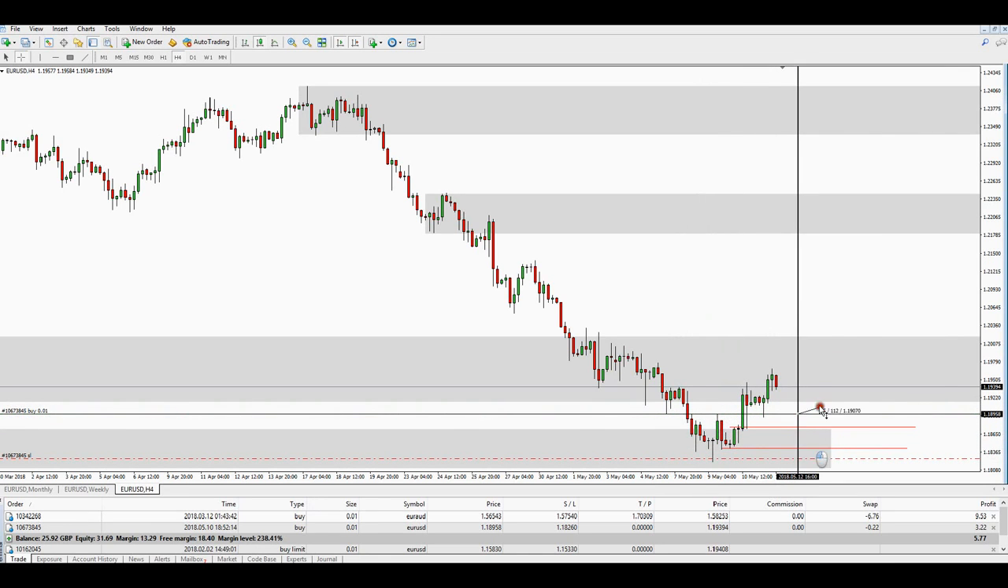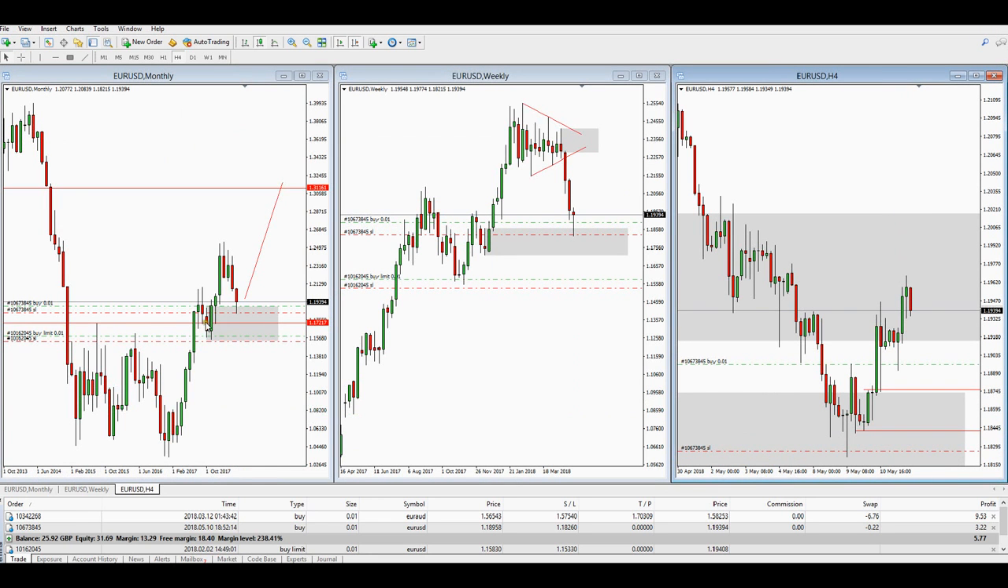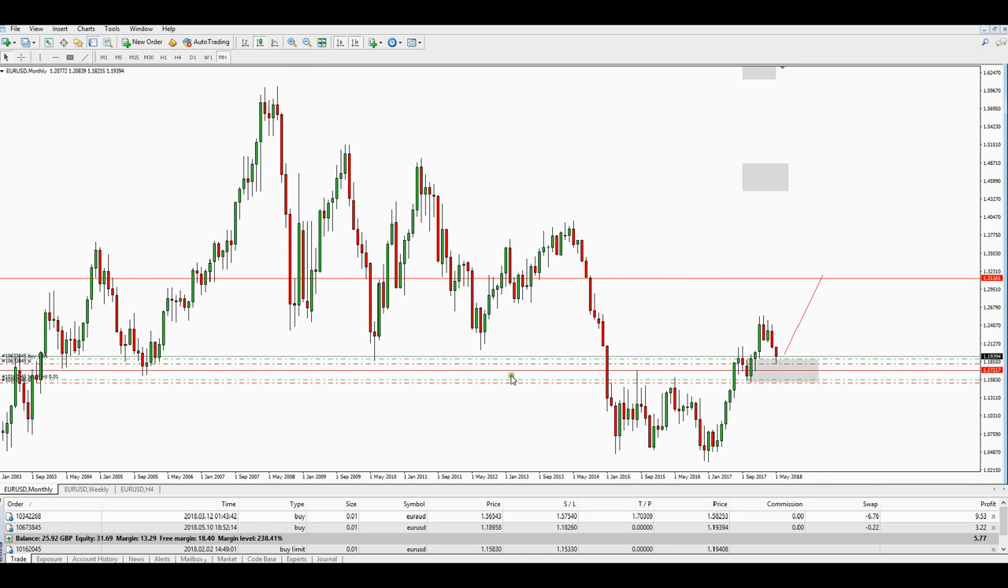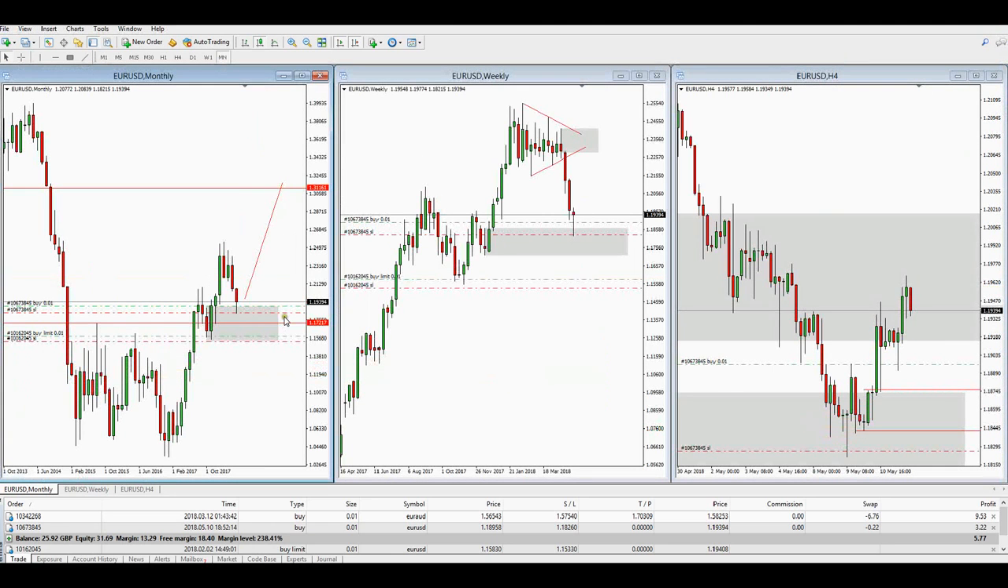So I've got about a 70 pip stop, expecting price to rally into the 4, 5, 600s, possibly higher. You know, it's got the potential to reach this area on the big picture on the monthly. It has got the potential. So I've got no targeting. I just want to see how this one plays out.